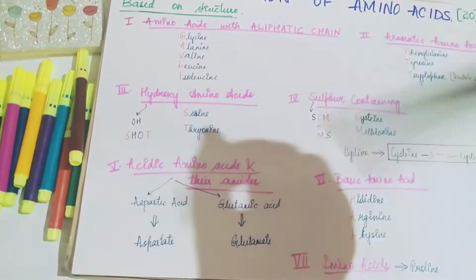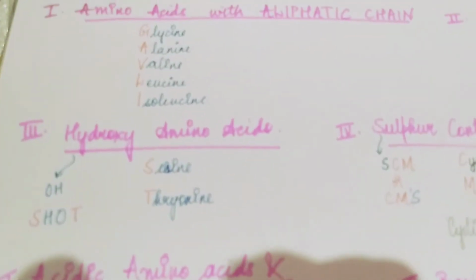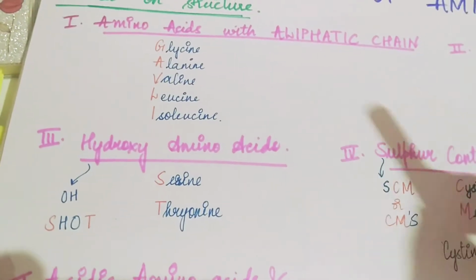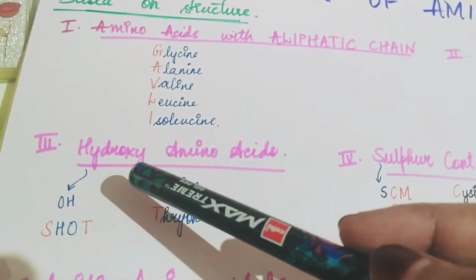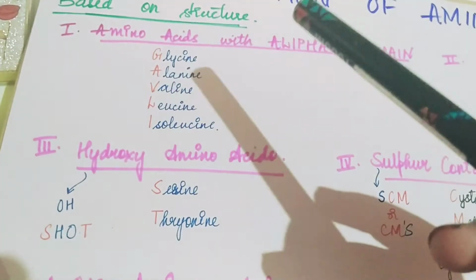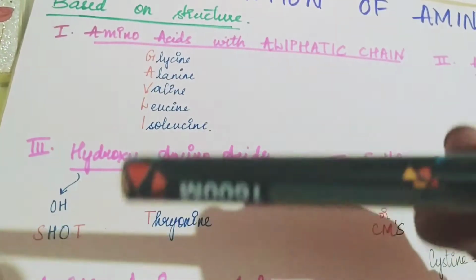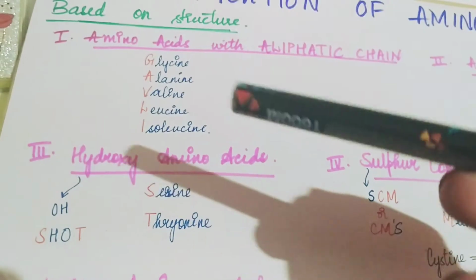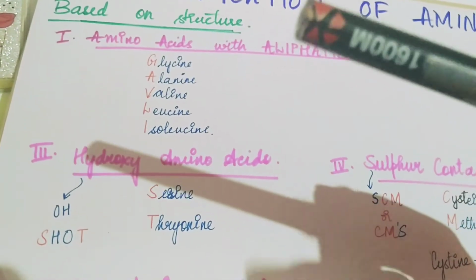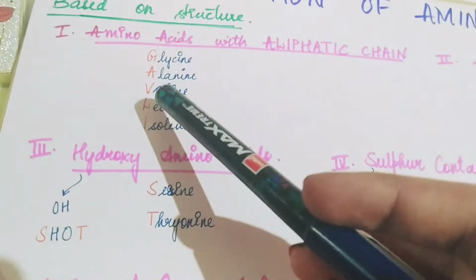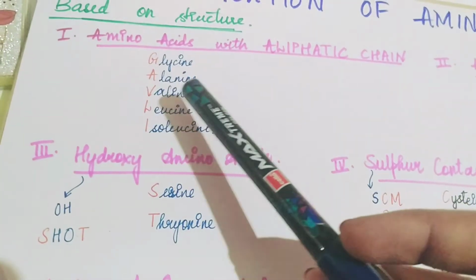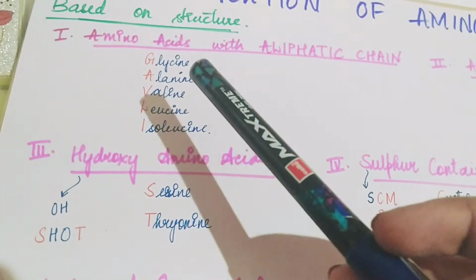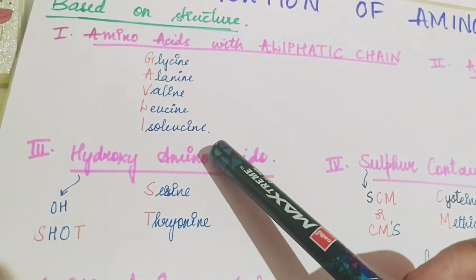The mnemonic to remember it is Govli. I hope it's clear. There are various different mnemonics like Livag and many others, but this is the easy one, which I find. So it's Govli. It goes like this: glycine, alanine, valine, leucine, and isoleucine.